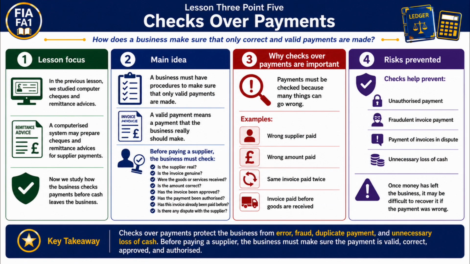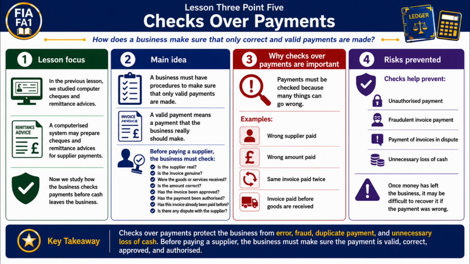Now we are studying Lesson 3.5, Checks over Payments. In the previous lesson, we studied computer checks and remittance advices. We learned that a computerized system may prepare checks and remittance advices for supplier payments. Now we move to a very important control question. How does a business make sure that only correct and valid payments are made? This lesson is about checking payments before cash leaves the business.